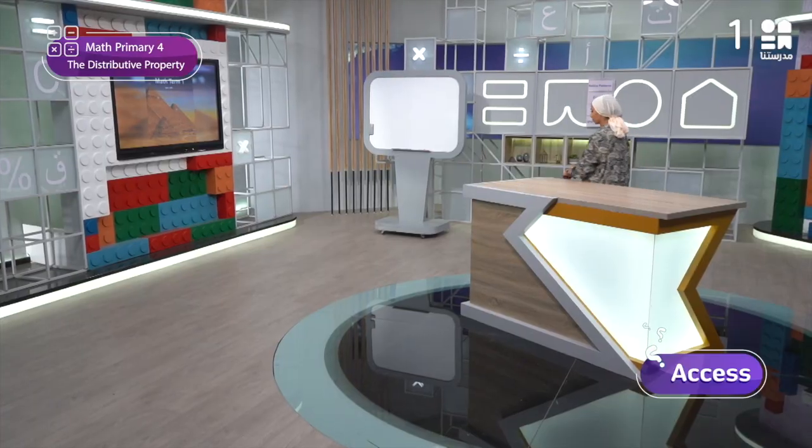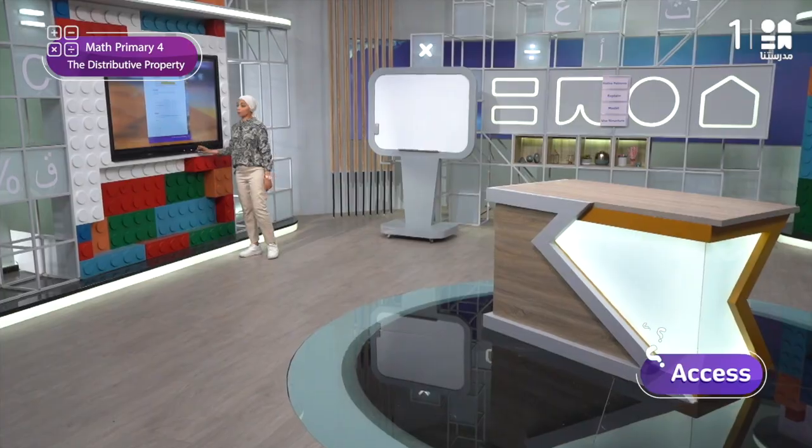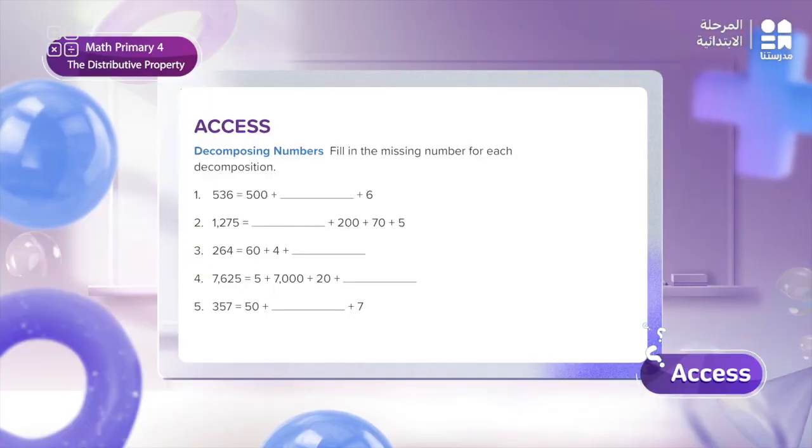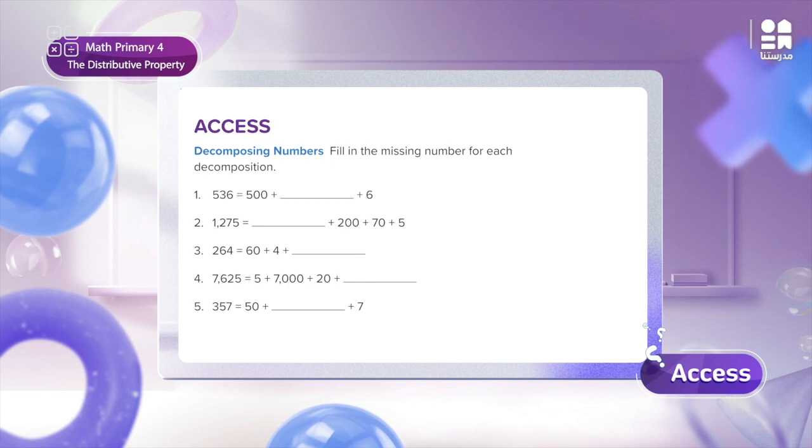Now let's answer the problems together. These problems are talking about decomposing numbers with an unknown number that we have to find. Okay, let's see it all together. Now in problem number 1, we will look at the known numbers. What are the numbers that I know?